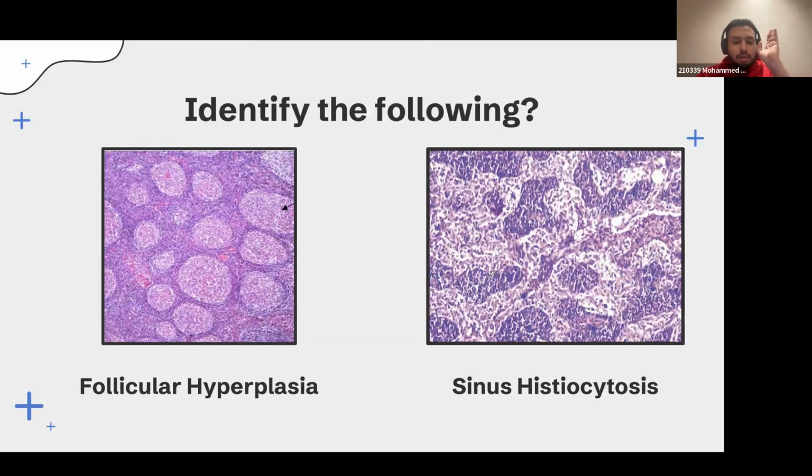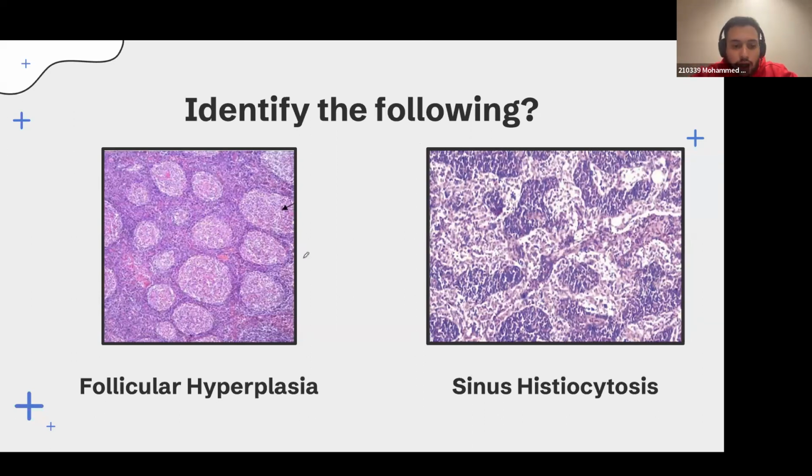Now, sinus histiocytosis and follicular hyperplasia are seen normally after infection. Normal, okay? Because normally at the site of infection, the antigen presenting cells go all the way to the lymph nodes and present the antigen there. Then the lymph node starts to do its thing.